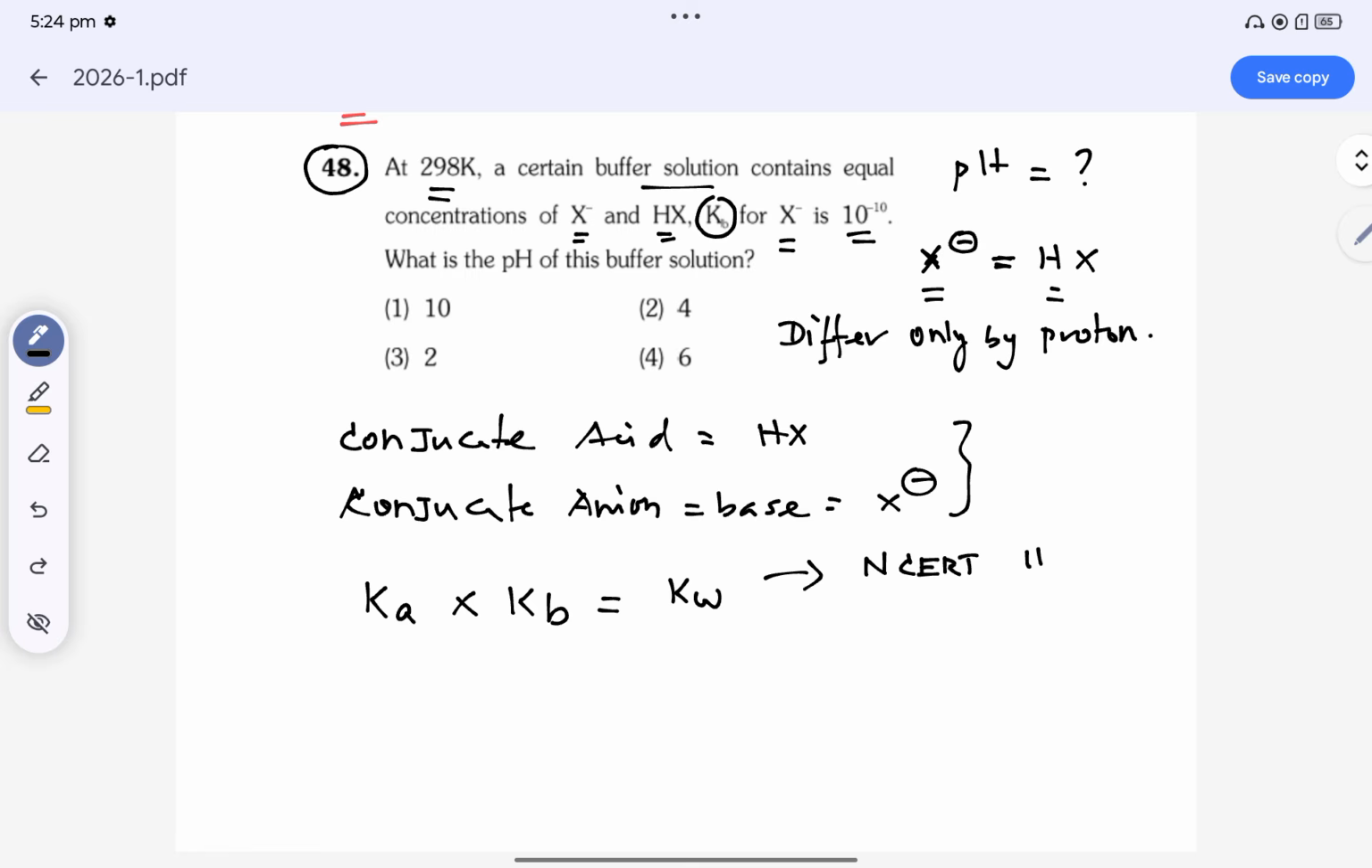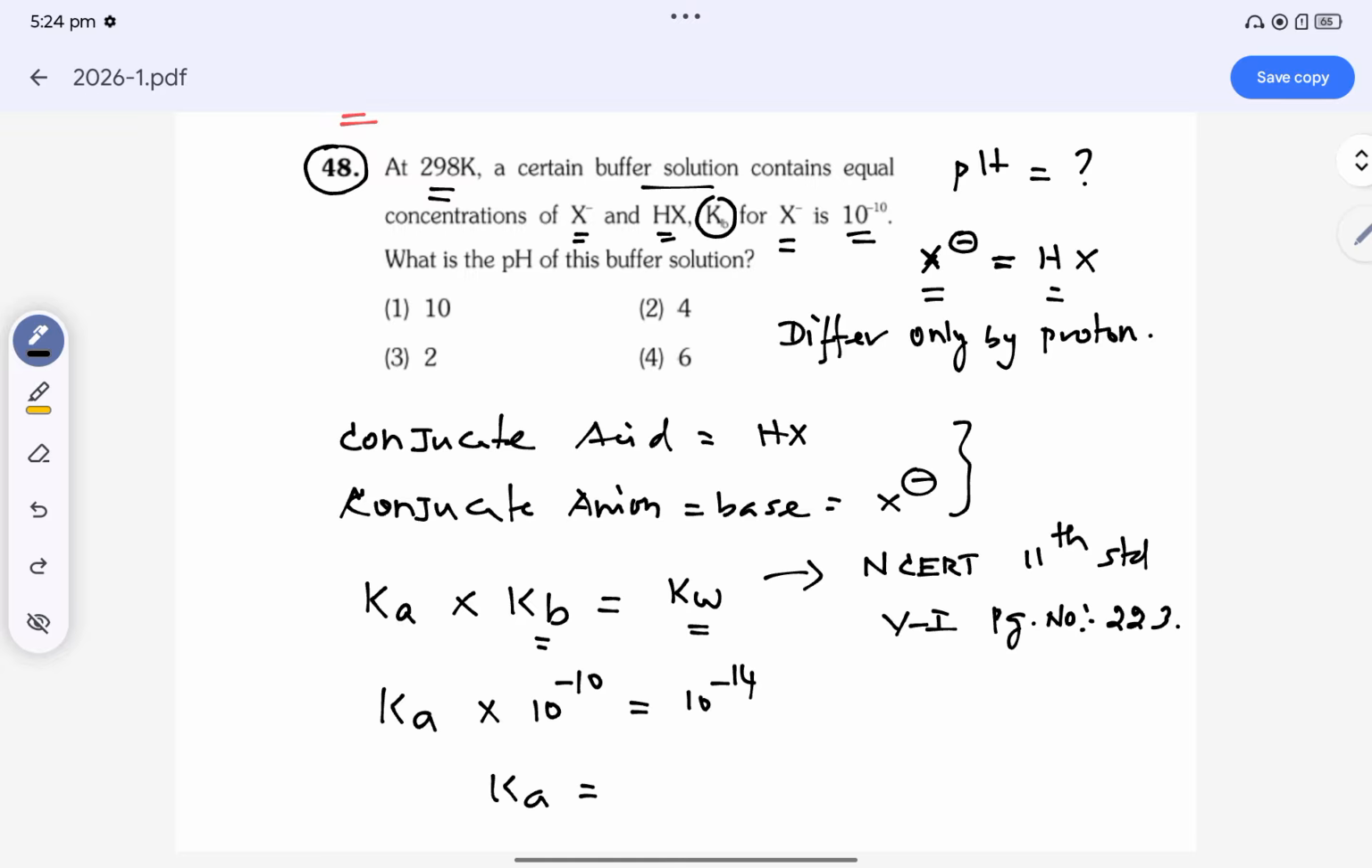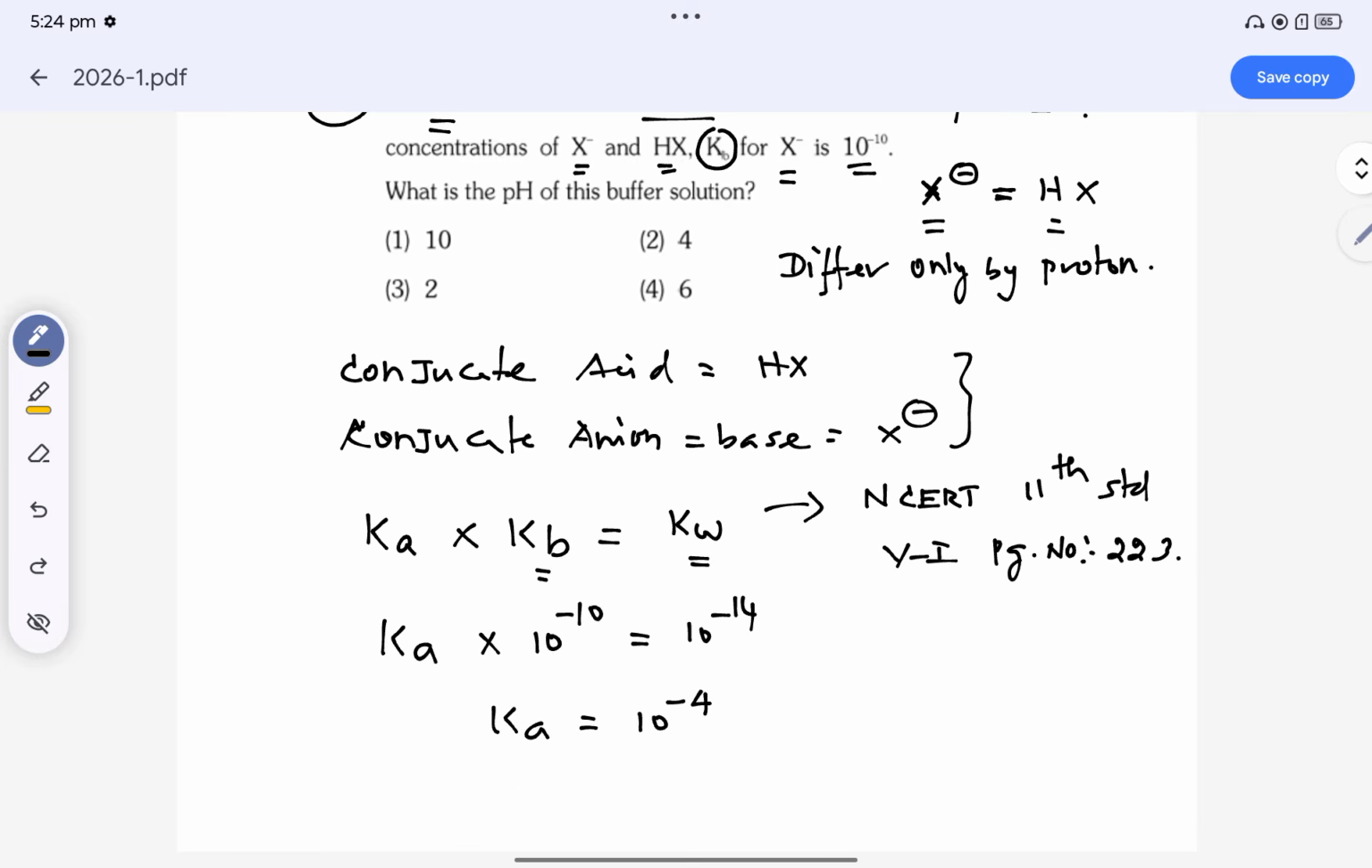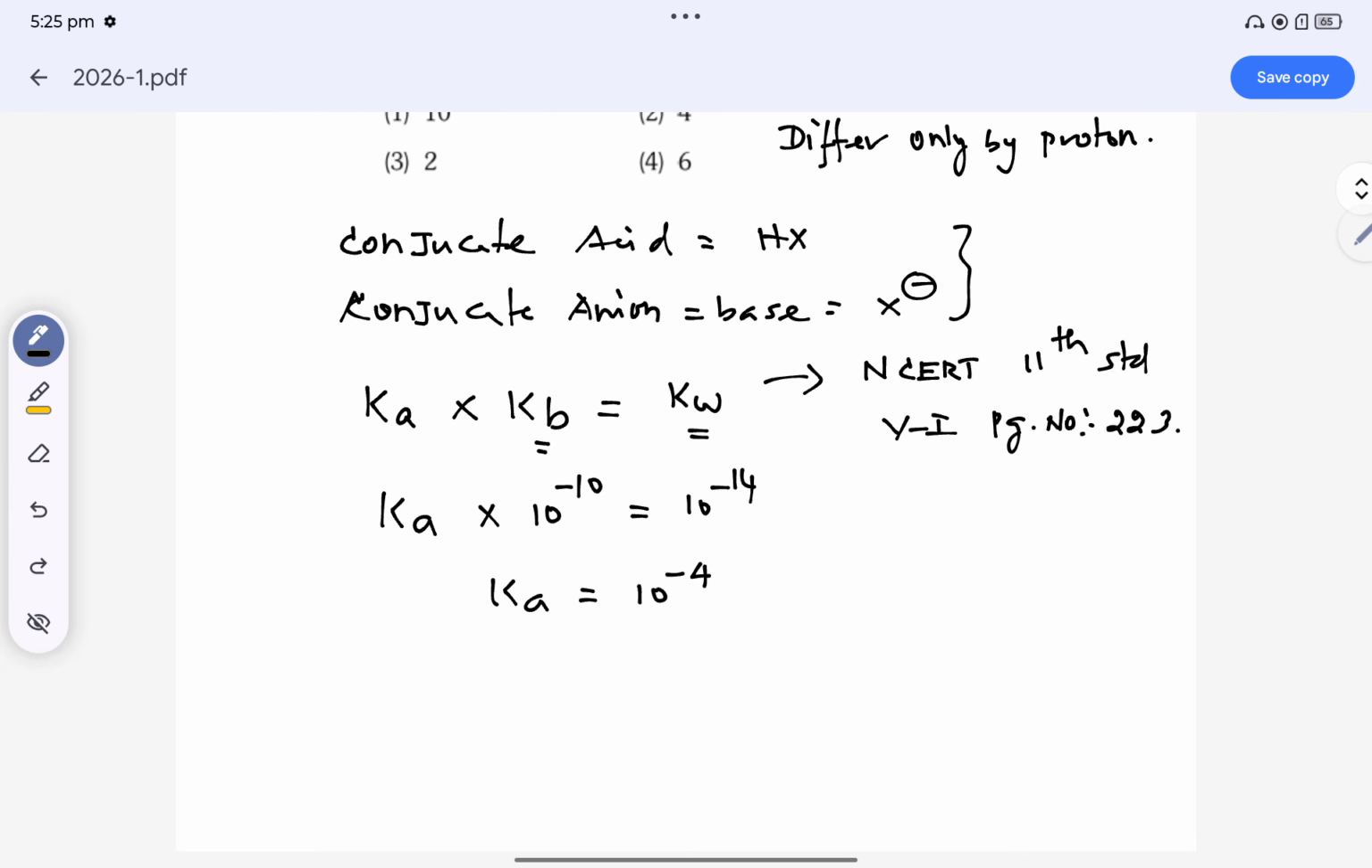This formula is present in the reference I am giving: NCERT book, 11th standard, volume 1, page number 223. So inserting the value of Kb, 10 to the power minus 10, and Kw, 10 to the power minus 14, the Ka value will be 10 to the power minus 4. So the pKa value is found to be 4.